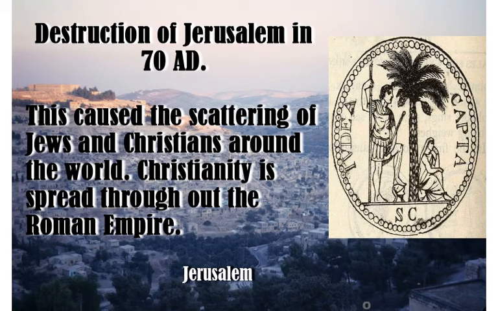Another key, very important event was the destruction of Jerusalem in 70 A.D. by Titus. This caused the scattering of the Jews and Christians around the world. And as a result of this, Christianity is spread throughout the Roman Empire.